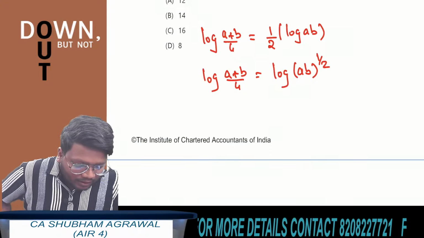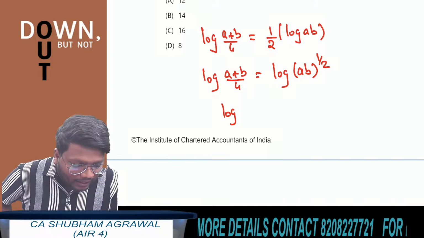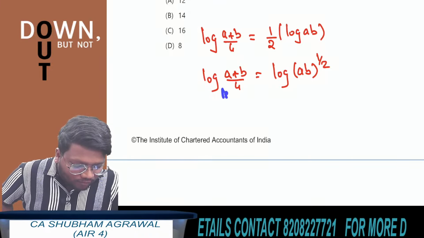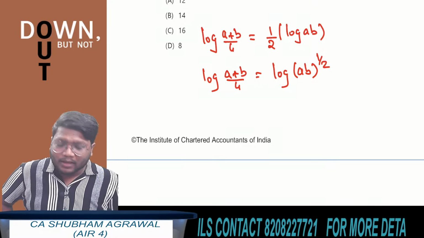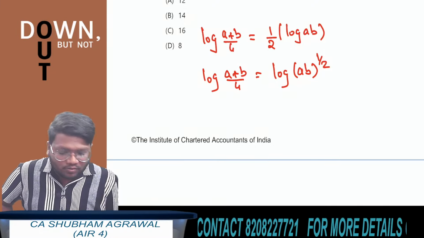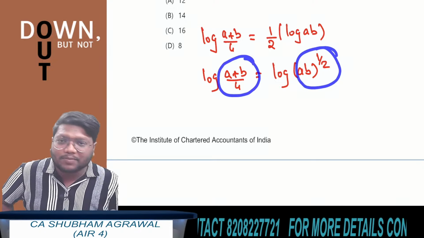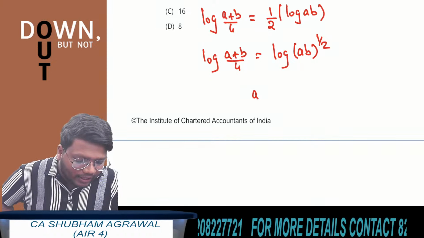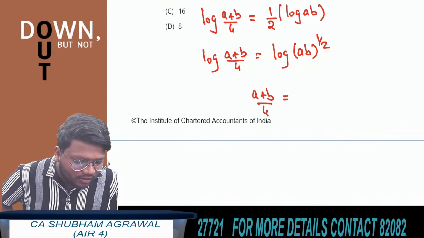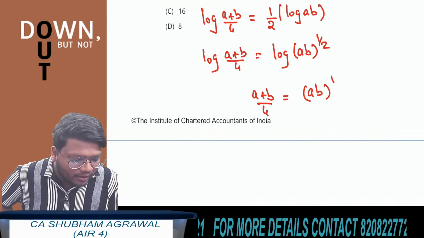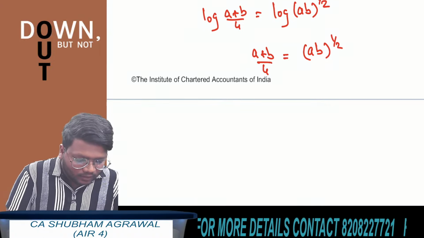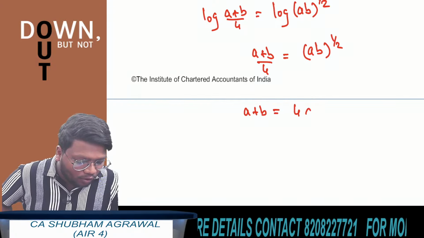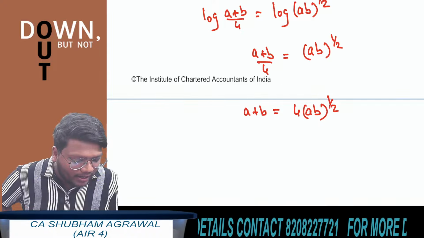Now see, we can write it this way: log of (A plus B by 4) is equal to log AB to the power 1 by 2. Base of both the logarithms, we have to take as 10. Now base of both the logarithms is the same, so we can equate this thing. A plus B upon 4 is equal to AB to the power 1 by 2. So we can write this step: A plus B is equal to 4 multiplied by AB to the power 1 by 2.